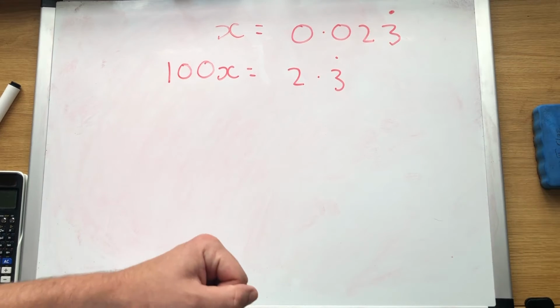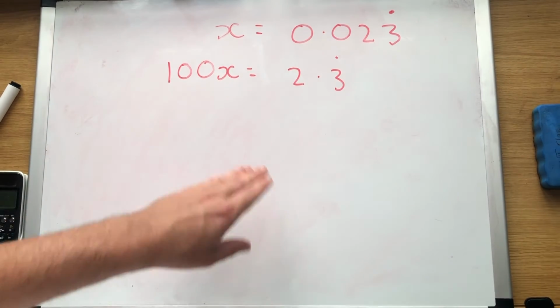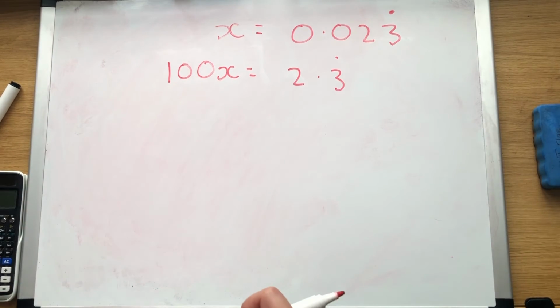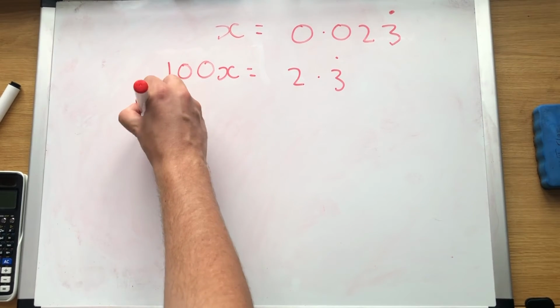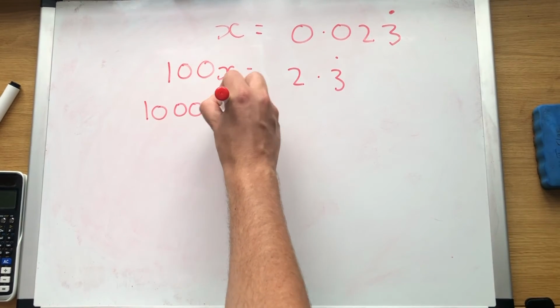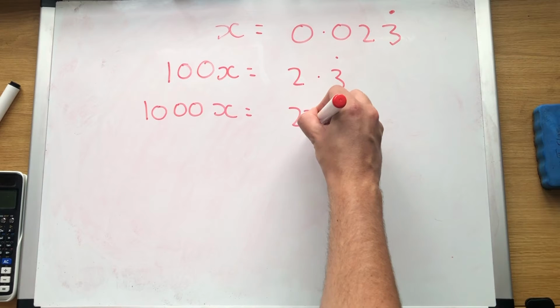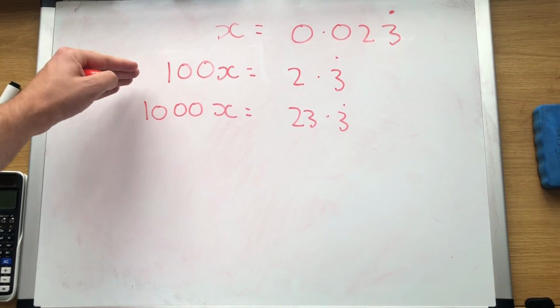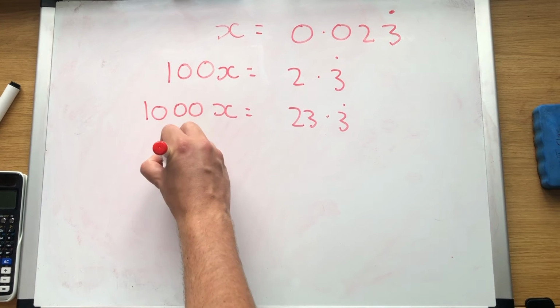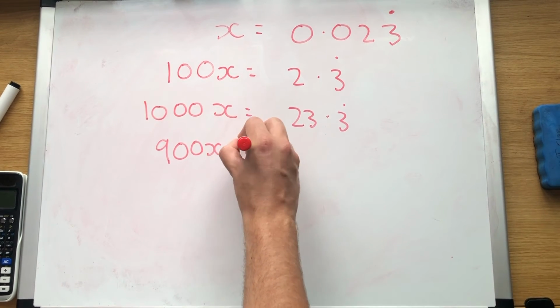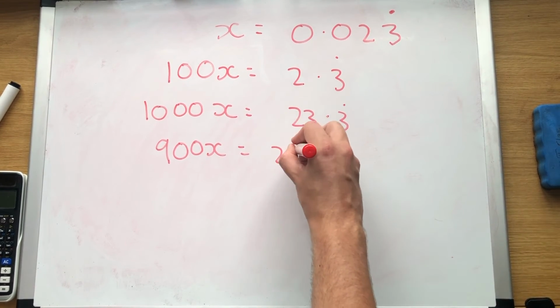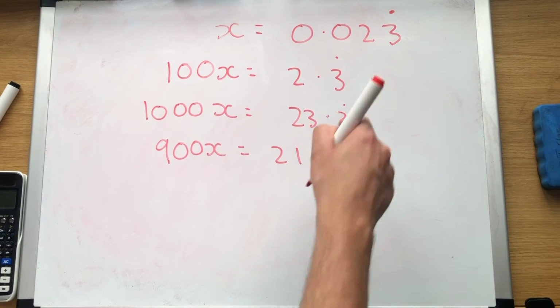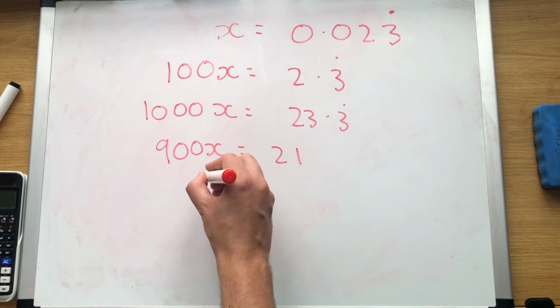Now we check, is everything after the decimal place recurring? And it is. We need it 1 to the left, so we're timesing this by an extra 0. We're timesing this by 10. 1,000x equals 23.3 recurring. 1,000x take away 100x. 900x. 23 take away 2. 21. And these 3 recurrings cancel out.